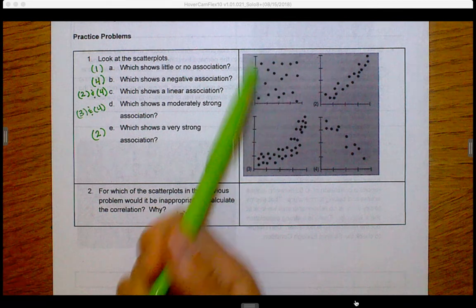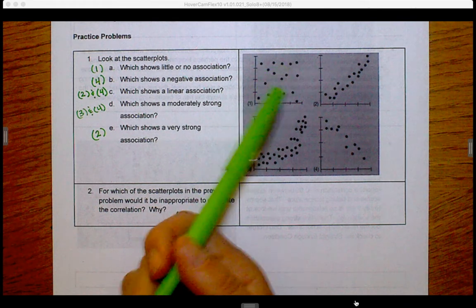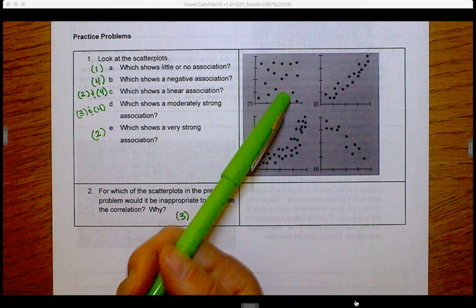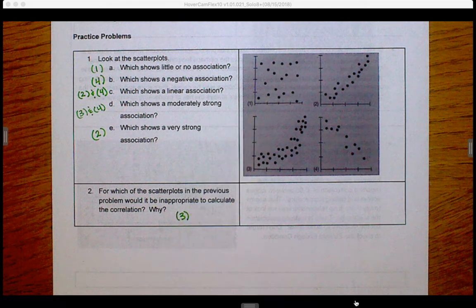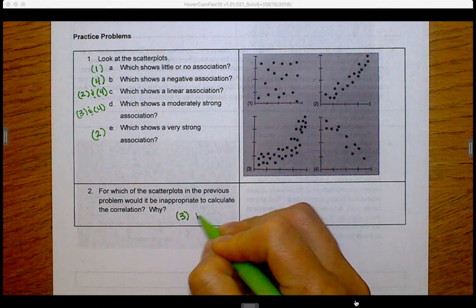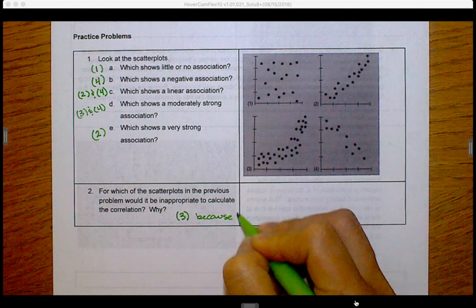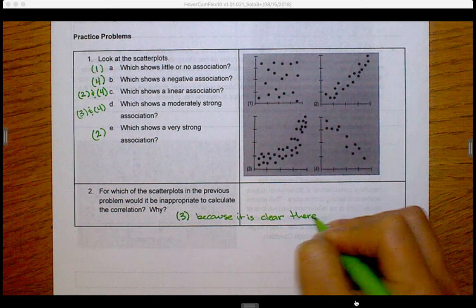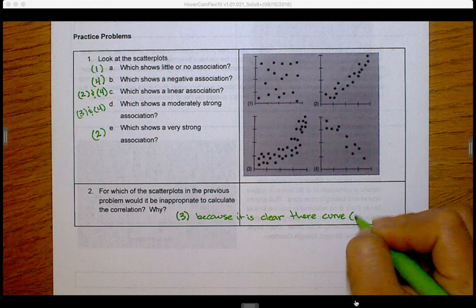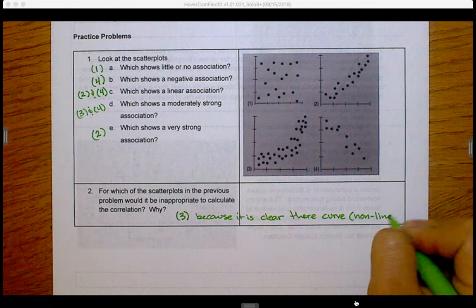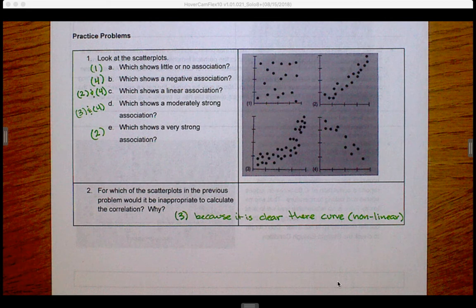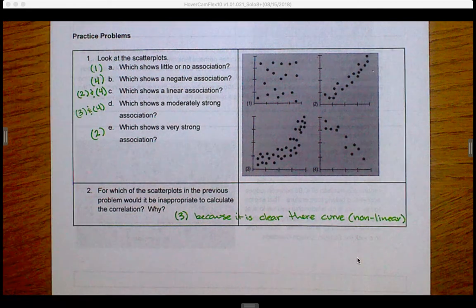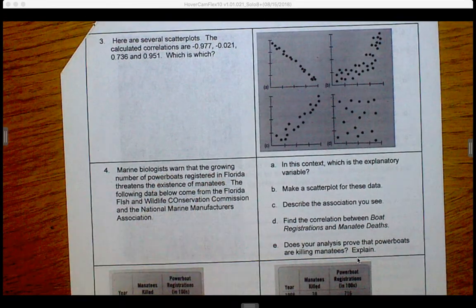Even though this one has no association, we could probably come up with a correlation coefficient. It'd probably be around 0. So even though it looks like there's no association, we can come up with a correlation coefficient, which would just be telling us that there's not really an association. But I would say this one is the one that would be inappropriate, because it's clear there is a curve, but this one is non-linear.